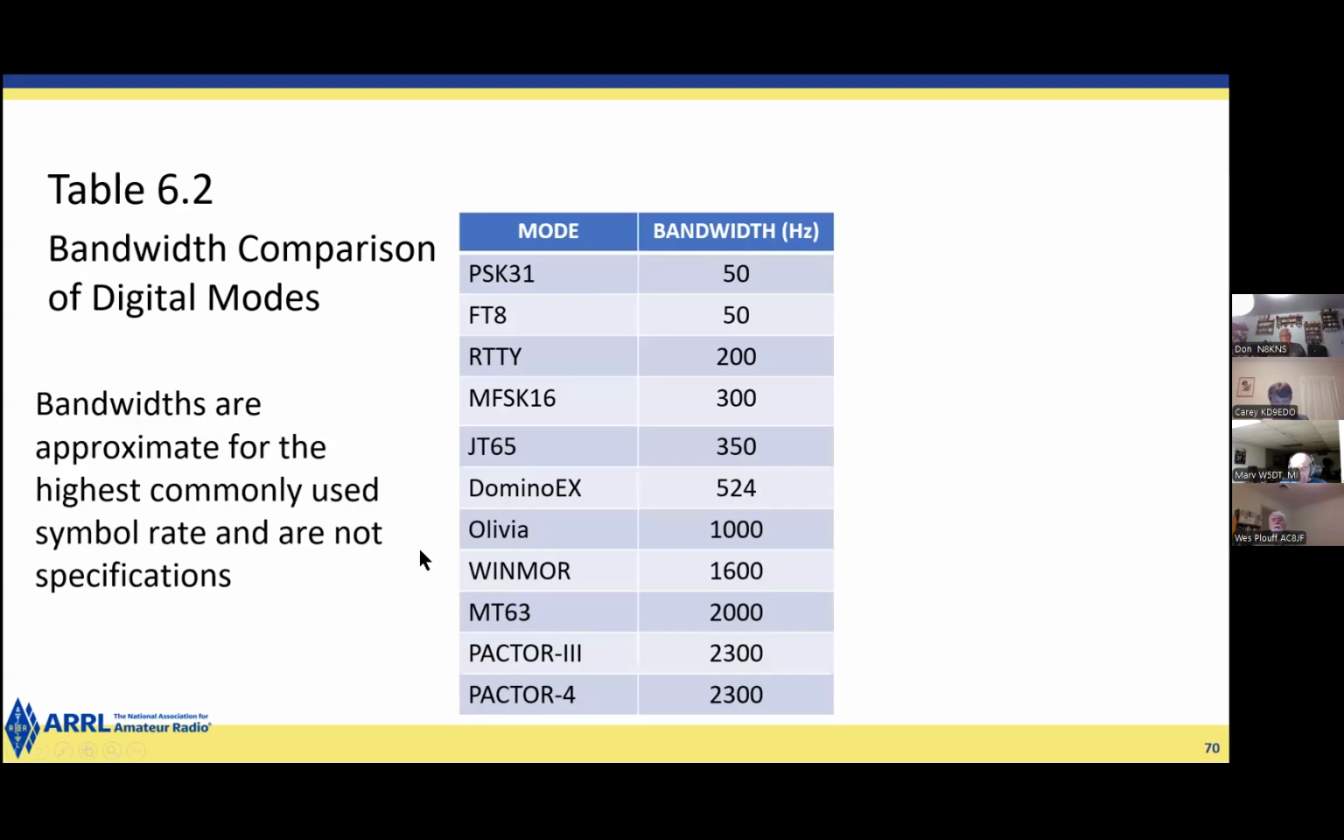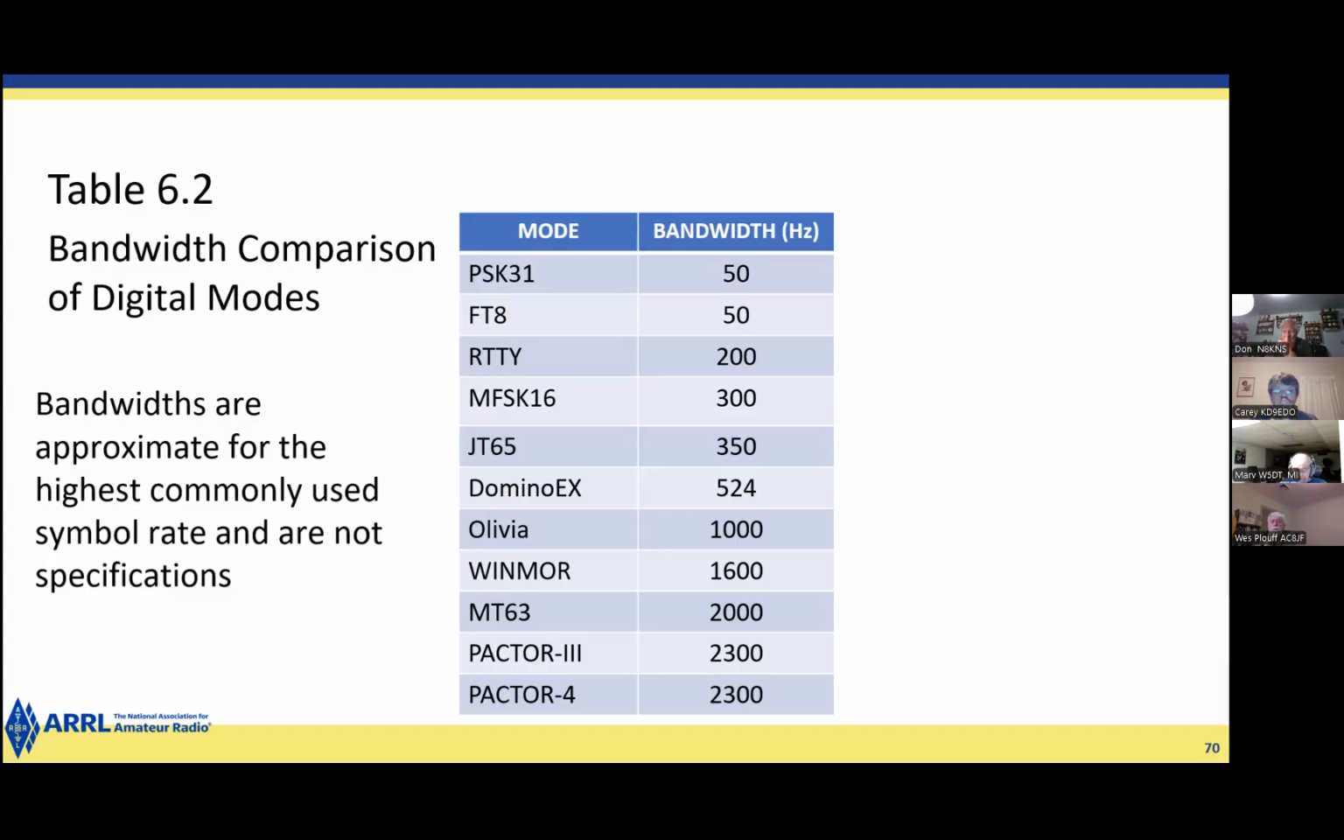So here is a table of bandwidth for different modes. To give you some comparison here, CW at 20 words a minute occupies about 100 hertz bandwidth, and a voice signal on single sideband occupies about 2800 or 2700 hertz bandwidth. About 300 to 3000 hertz is what you transmit. So PSK31 and FT8 are very narrow. Radio teletype and MFSK16 are broader but still fairly narrow.